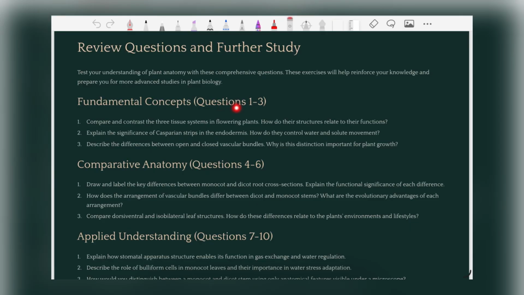Fundamental concepts. Question 1 to 3. Compare and contrast the three tissue systems in flowering plants. How does their structure relate to their functions? The three tissue systems: the parenchymatous, the collenchymatous, the sclerenchymatous. Parenchymatous cells are thin and mostly oval shaped.